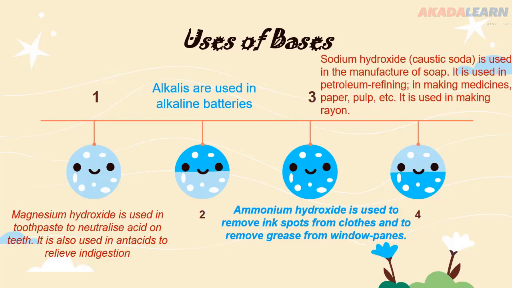4. Sodium hydroxide, which is also called caustic soda, is used in the manufacture of soap. It is used in petroleum refining, in making medicines, paper, pulp, etc. It is also used in making rayon. Remember that any chemical that can be used for a wide variety of purposes is usually called a heavy chemical.